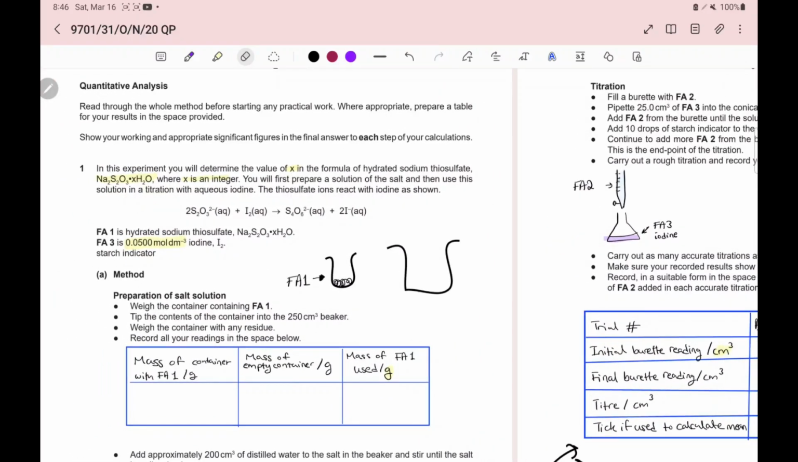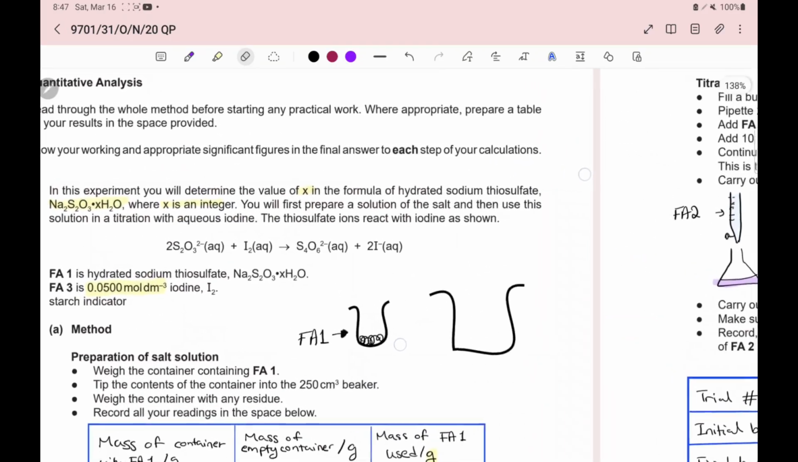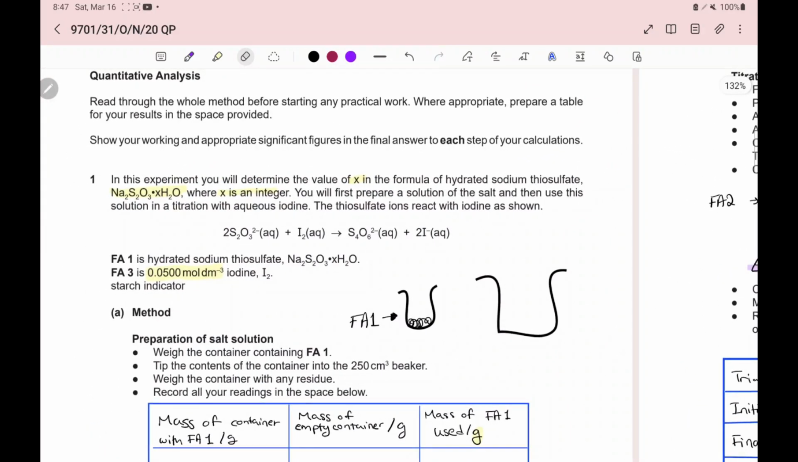So in this experiment, you will determine the value of X in the formula of hydrated sodium thiosulfate, where X is an integer. So you will first prepare a solution of the salt and then use this solution in a titration with aqueous iodine. The thiosulfate ion reacts with iodine as shown. It's really nice they gave us the ionic equation, which we're going to be using in the calculation questions. So Fa1 is hydrated sodium thiosulfate, and Fa3 is 0.05 moles per decimeter cubed of iodine, and we're also given a starch indicator. So let's start off with the method.